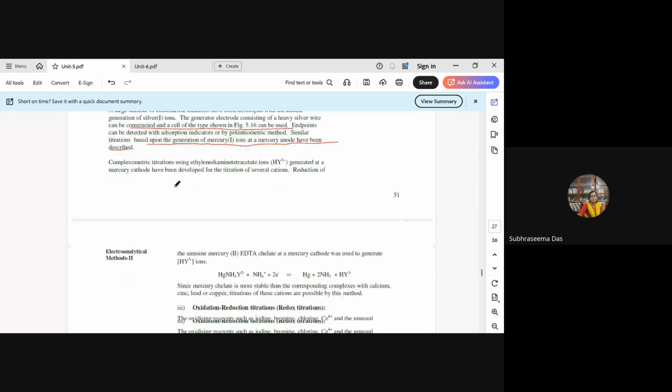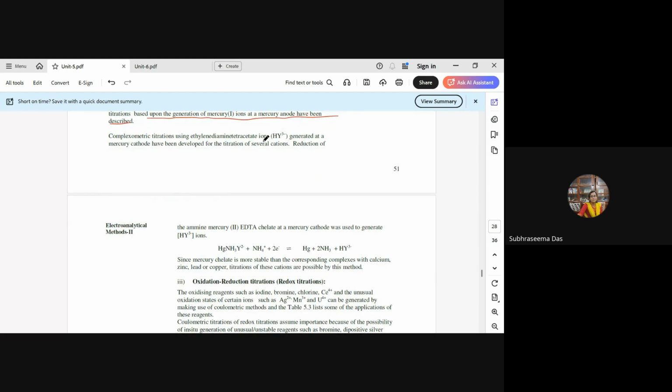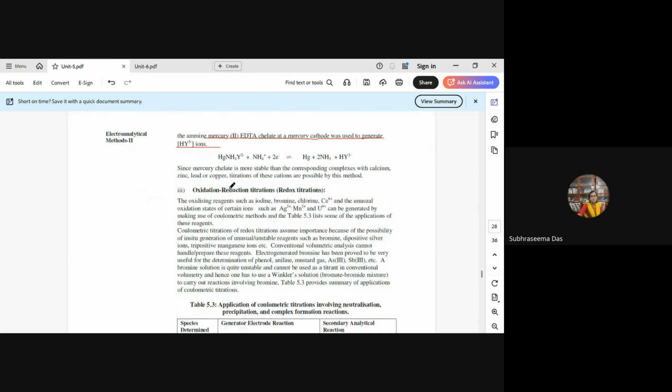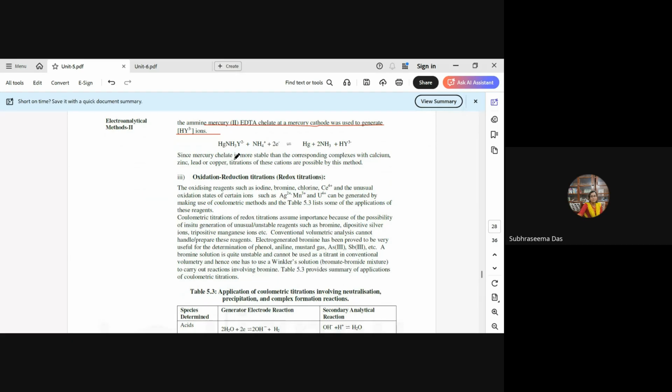Complexometric titrations using EDTA ions HY3 minus generated at a mercury cathode have been developed for the titration of several cations. Reduction of the amine mercury EDTA chelate at the mercury cathode has also been used to generate HY3 minus. Since the mercury chelate is much more stable than the corresponding complexes with calcium, zinc, lead or copper, titration of these cations is possible by this method.